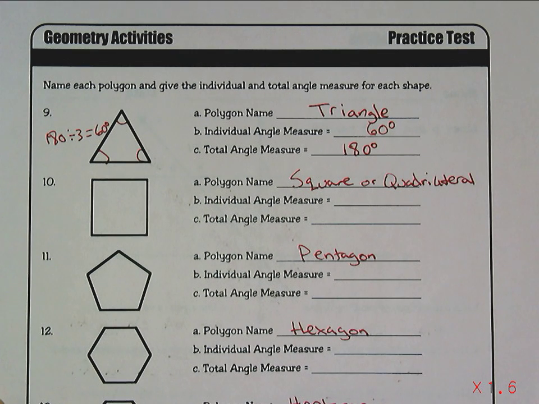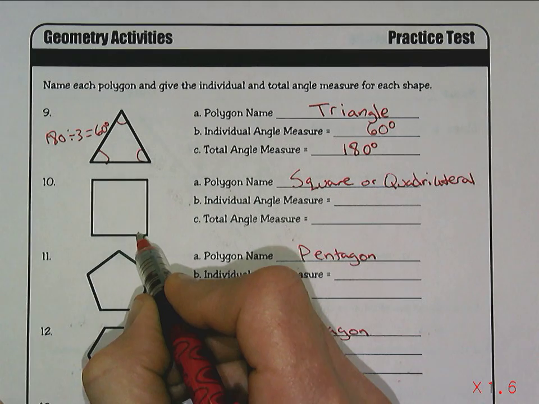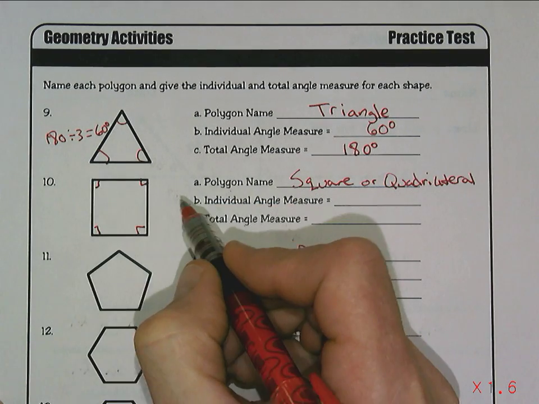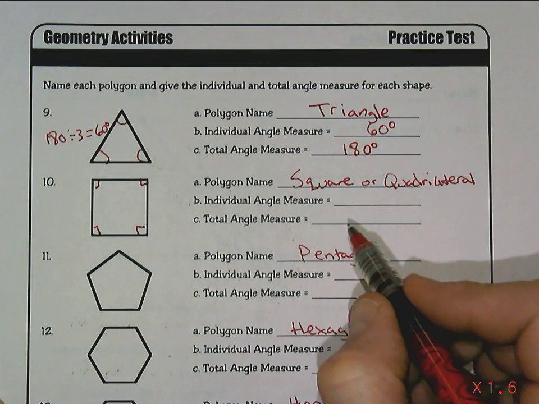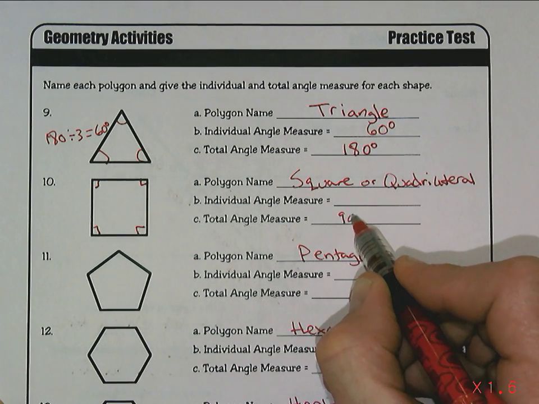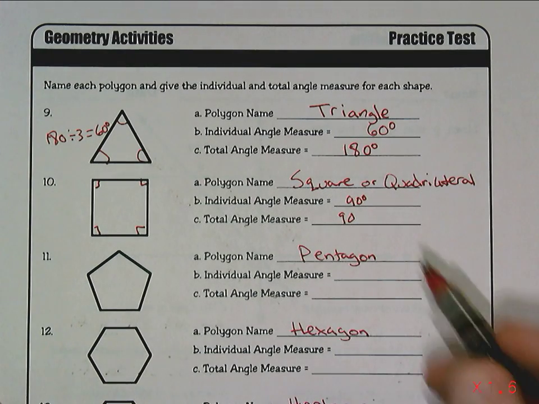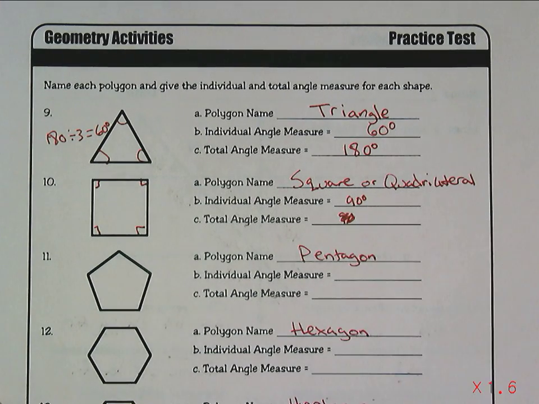So now the question is, how would you know for a square? Well, a square is pretty simple because these all look like right angles, and they're all 90 degrees. The individual angles are 90 degrees. Sorry, that's the wrong space. Let's cross that out and move on.